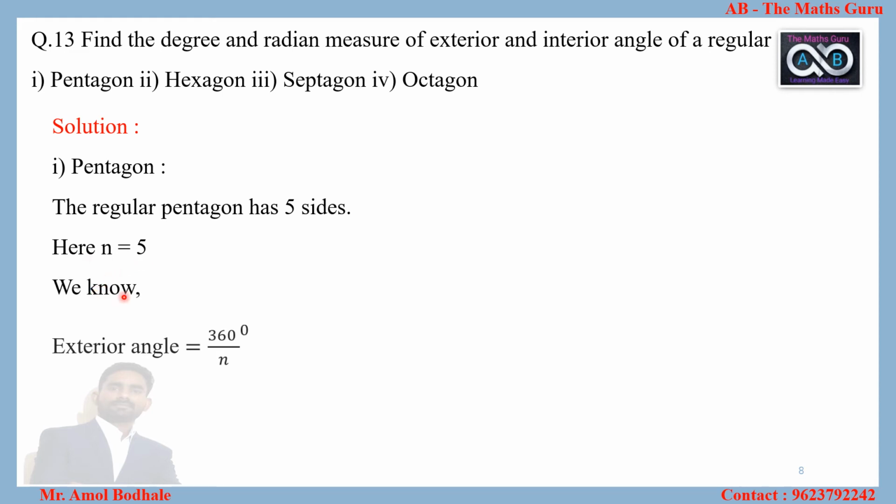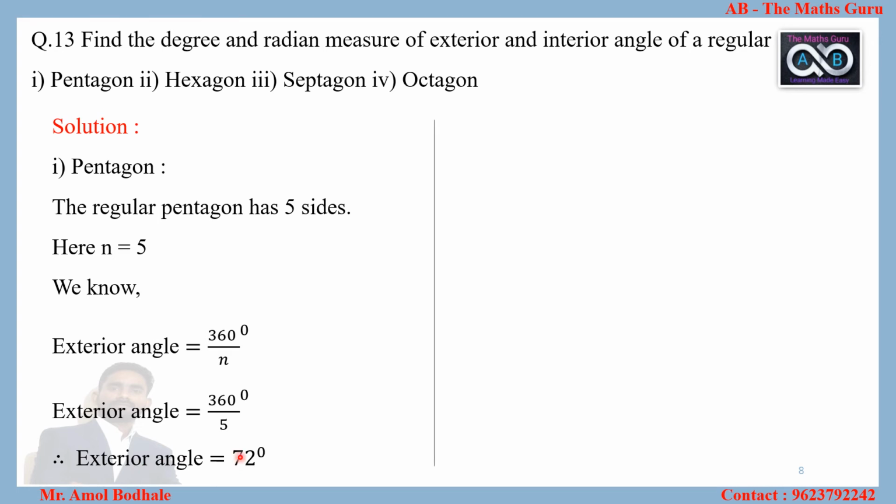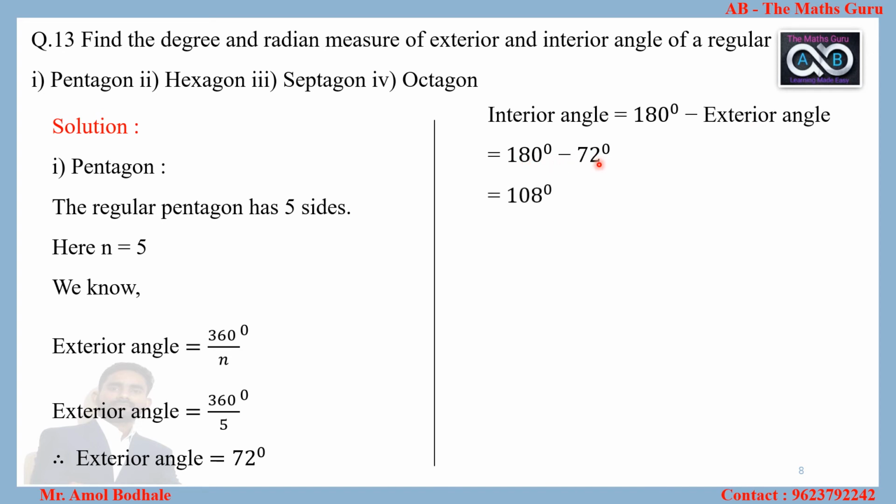We know the formula to calculate the exterior angle. The exterior angle is calculated by 360 degree upon the number of sides. So exterior angle equal to 360 upon n. Here n is 5. Therefore exterior angle equal to 360 upon 5. So exterior angle equal to 72 degree. Once we get the exterior angle, we can calculate the interior angle, and the formula for the interior angle is 180 degree minus exterior angle, which is 180 degree minus 72 degree, which is 108 degree.